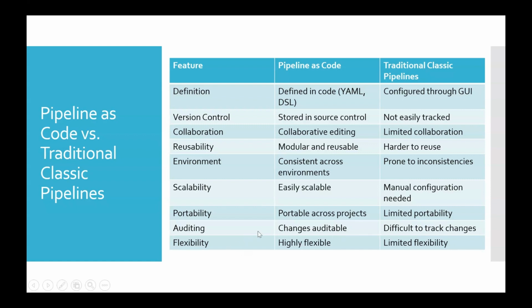In case of flexibility, pipeline as code is highly flexible and classic pipelines have limited flexibility. So based on this comparison, we can say pipeline as code is more suitable to the DevOps approach, or this is the way forward. Most companies now generally use the pipeline as code feature because this is, not easier you can say, but a better way of creating your pipelines.